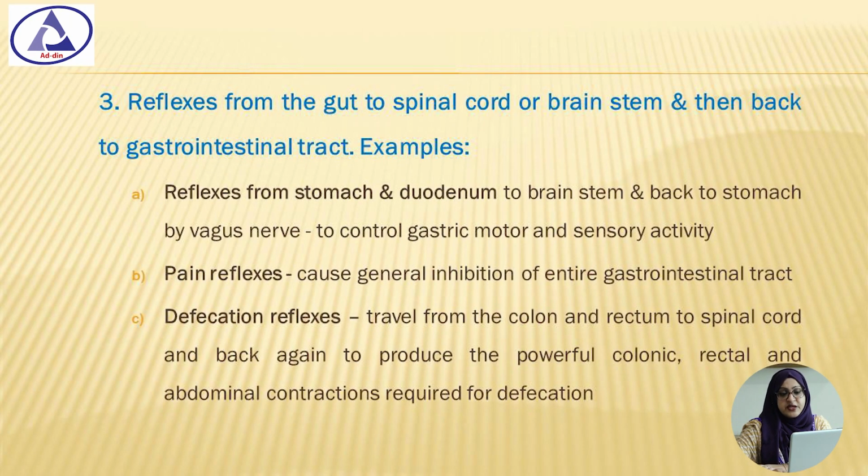Lastly, reflexes from the gut to the spinal cord or brainstem and then back to the gastrointestinal tract. Examples: reflexes from the stomach and duodenum to the brainstem and back to the stomach by the vagus nerve to control gastric motility and secretory activities. Pain reflexes cause general inhibition of the entire gastrointestinal tract, and defecation reflexes travel from the colon and rectum to the spinal cord and back again to produce powerful colonic, rectal, and abdominal contractions which are required for defecation.